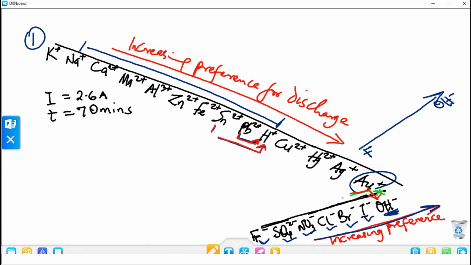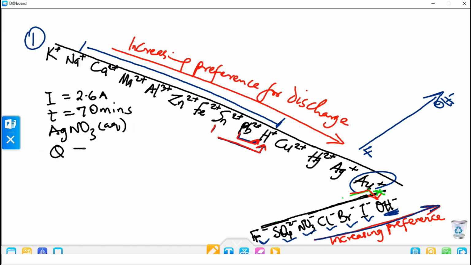So if a current of 2.6 amperes passed through silver nitrate solution, aqueous, for 70 minutes, it means that some quantity of charge has gone into the solution. That quantity of electricity, which is charges, has gone into that silver nitrate solution. So what is the exact quantity of electricity that has entered? That is what we are trying to look at. What is the charge that has gone into that silver nitrate solution?